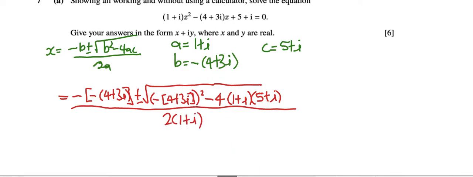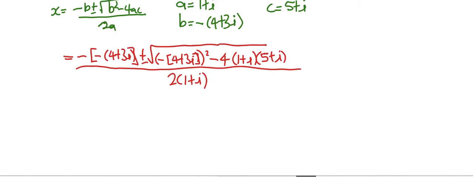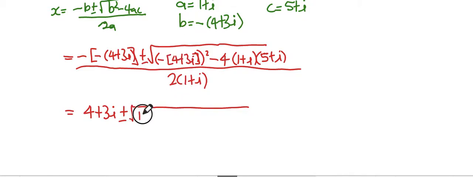Now let's expand the brackets and give it a try. This is negative and that's negative, so it becomes positive. So what's left is 4 + 3i, and then plus or minus the square root. The negative squared becomes positive. So we have 16, and then plus 12i plus 12i, which is 24i, and then plus 9i².